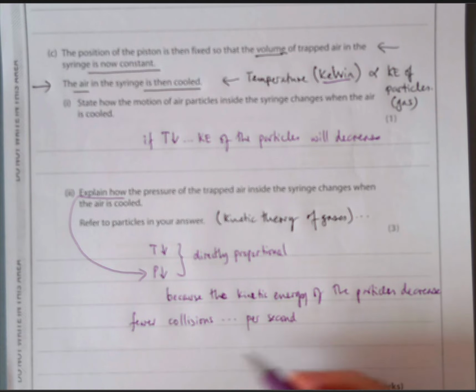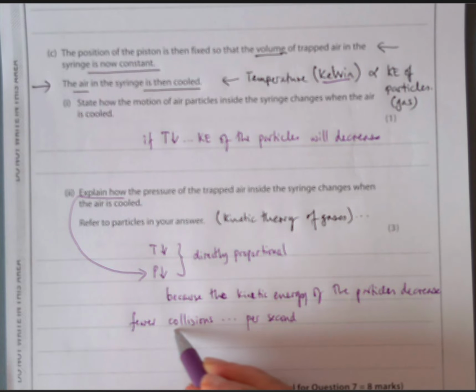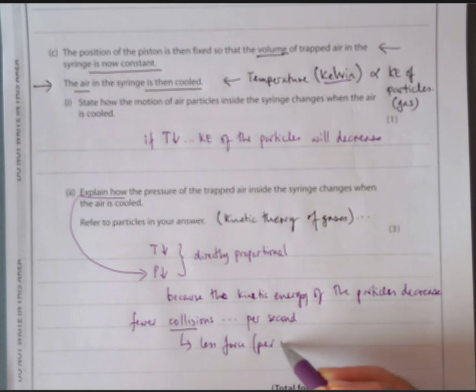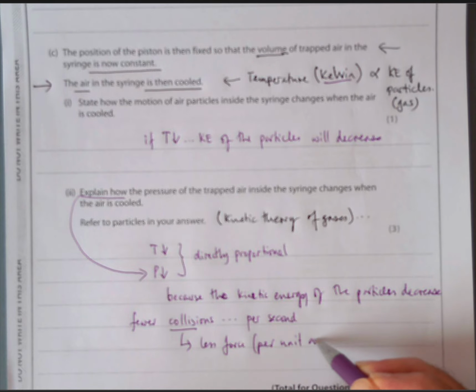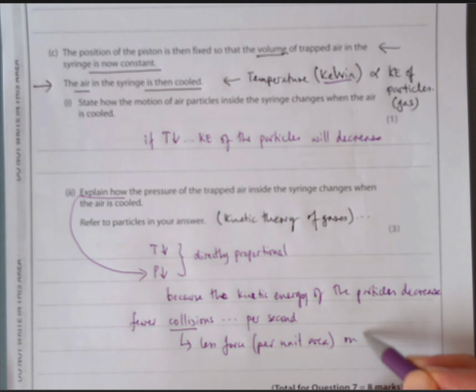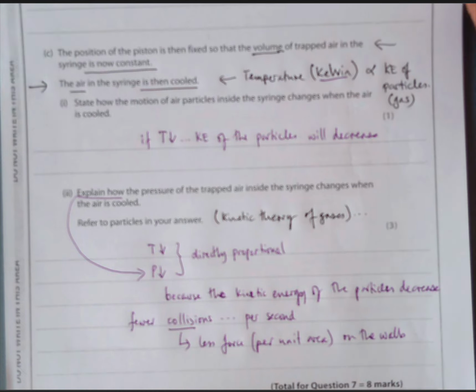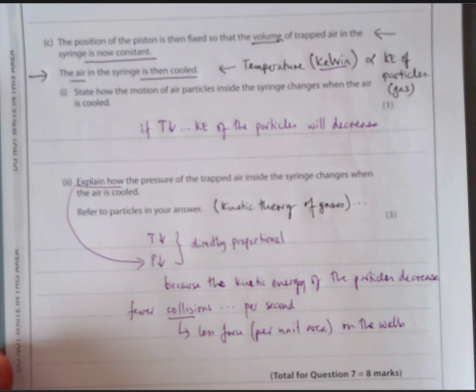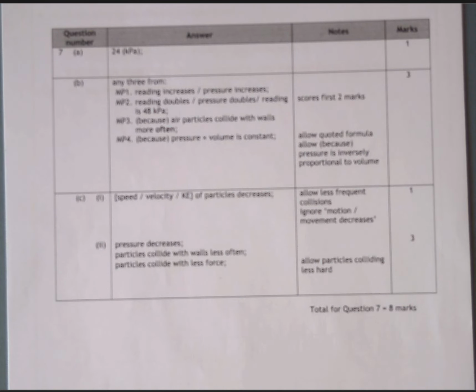So then if that happens, the collisions also mean less force per unit area of the walls. Because all the force on the walls is actually due to the microscopic collisions in the gas. So that's what causes air pressure, pressure in the tires of a car, for example. So let's have a look at whether we got all the marks or not.